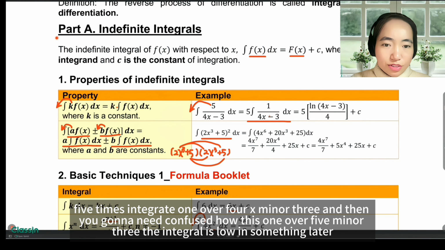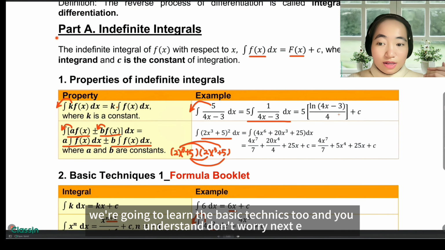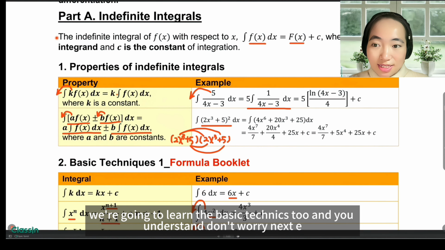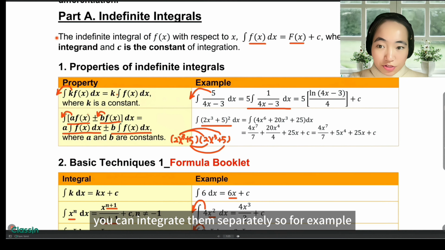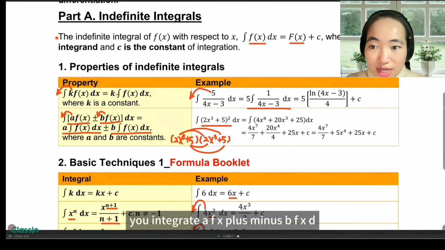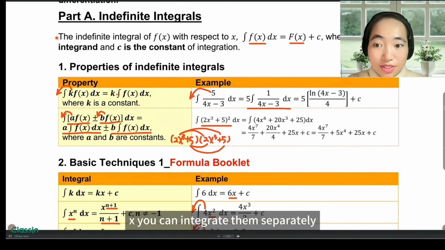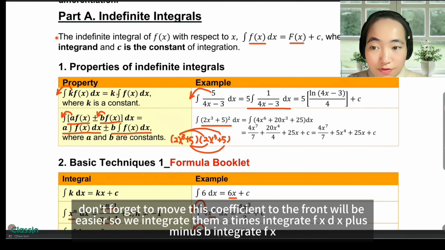And then you're going to get confused about how this 1 over 4x minus 3, the integral is ln and something. Later, we're going to learn the basic techniques too, and then you will understand. Don't worry. The next property is if we integrate different functions, you can integrate them separately. So for example, you integrate a f(x) plus or minus b g(x) dx. You can integrate them separately. Don't forget to move this coefficient to the front.